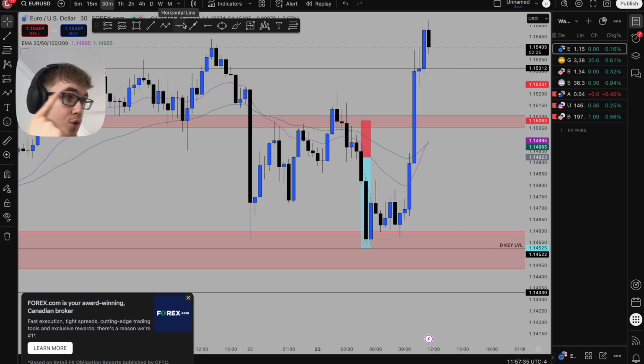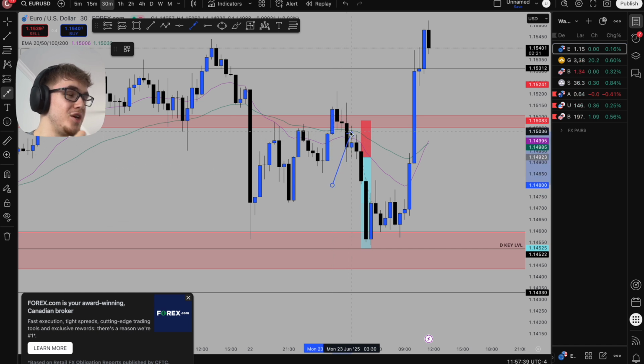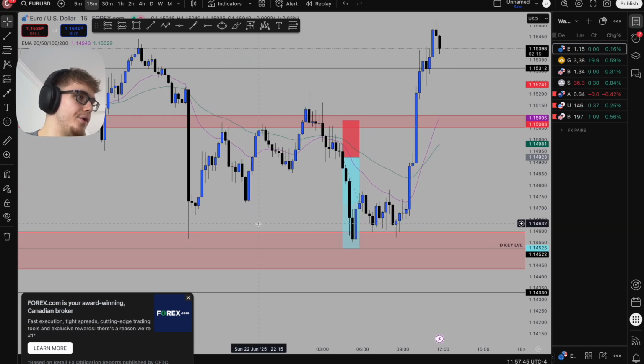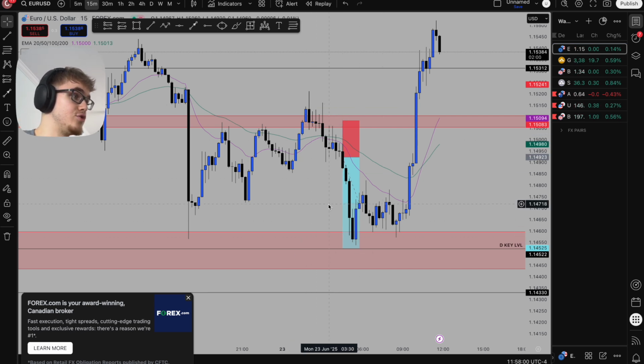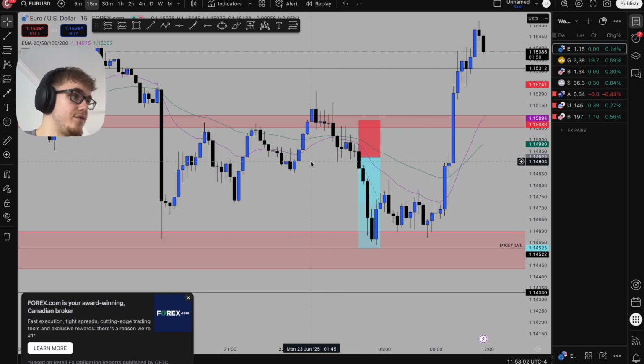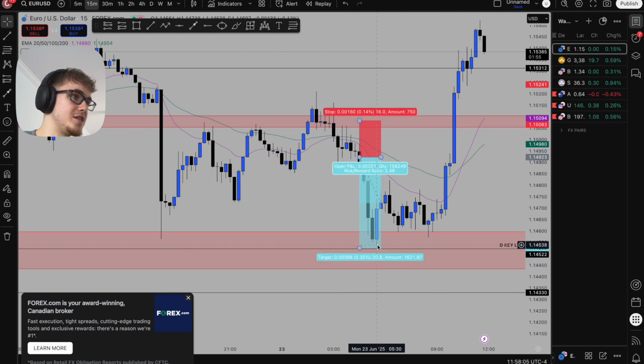One more confirmation that I had, guys, is the fact that we're clearly rejecting the EMAs again on the 30-minute. Now, I decided to enter at around 4:30. We had GBP news, so I wasn't interested in going into the markets at that time, but I decided to enter after the news. Once I entered after the news, price literally melted to my take profit.